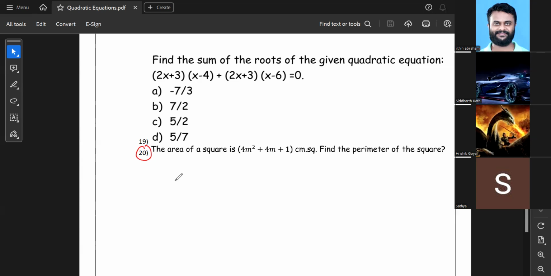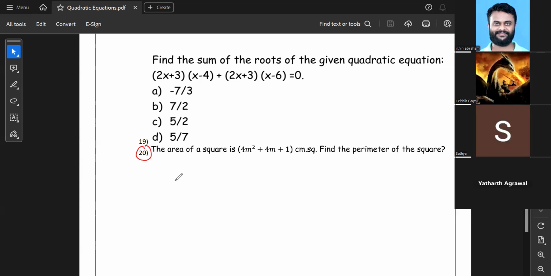Two people were answering one by one. Sir, it will be 2m plus 2 root m plus 1. Okay, others, what were others saying? The answer will be in the form of m only, which is 2m plus 1 the whole square. So side is 2m plus 1, perimeter is 8m plus 4.